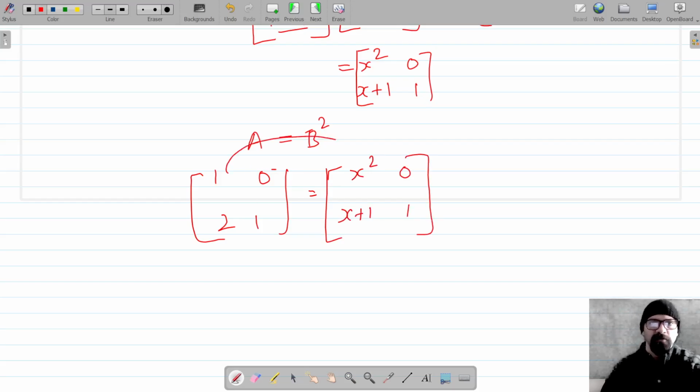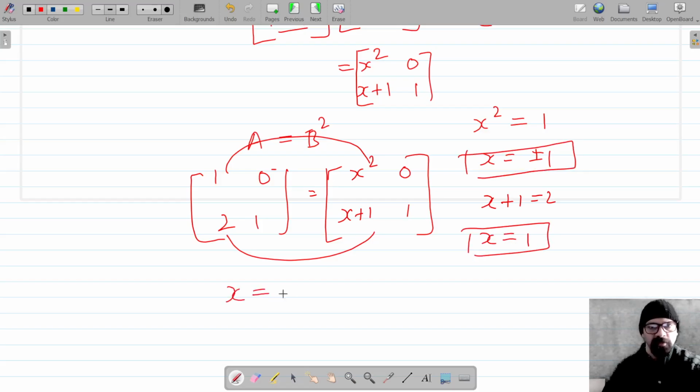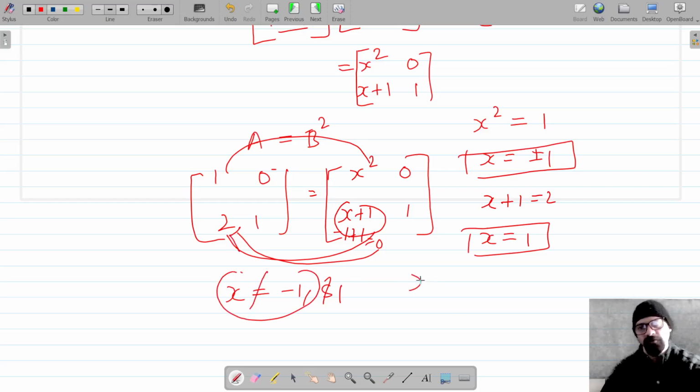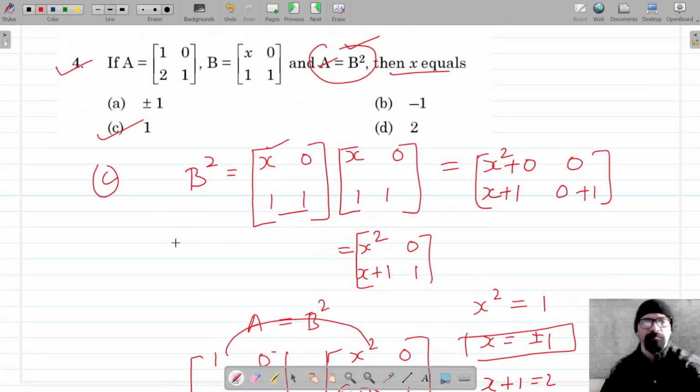Now if I equate this to x squared, which gives me x squared is equal to 1, and the value of x is equal to plus minus 1. But if I equate this to 2, x plus 1 is equal to 2, and x is equal to 1. So the values for x are coming as minus 1 and 1. But if I put negative 1 here, negative 1 plus 1 would be equal to 0, but that is not equal to 2. So x cannot be negative 1, and the value of x is 1. So this is the correct option, and we have to choose option C.